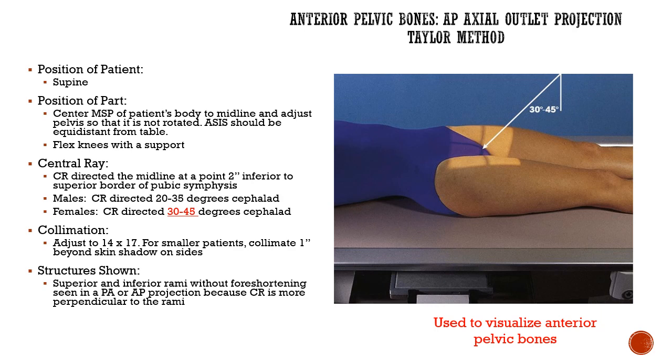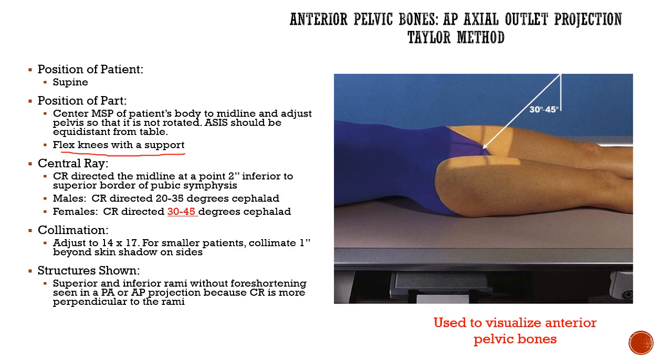For the anterior pelvic bones, we've got the AP axial outlet projection, called the Taylor method. Our patient is supine. We're going to center the mid-sagittal plane of the patient's body to the midline, and adjust the pelvis so that it is not rotated. The ASIS should be equidistant from the table. We want to flex the knees with a support. It's not shown here in the picture, but we should flex the knees with a support.